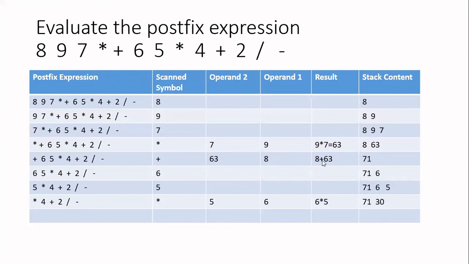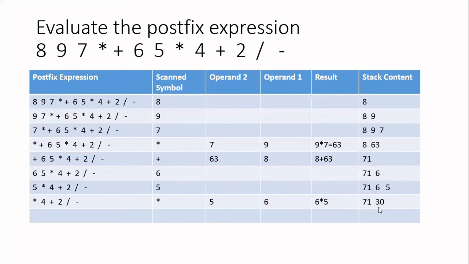So now I have 71 as the answer. I am pushing it onto the stack. Currently, my stack has only 71. Next, I have 6. It is an operand. I am pushing it on the stack. Next, scanning 5. Again, it is an operand. Pushing it on the stack. Then I'm scanning multiply. It is an operator. So I have to pop 2 operands. 5 is the first operand. It is operand 2. 6 is the second operand popped. That will become operand 1. Next, I will apply 6 multiplied by 5. The answer is 30. That I will push on the stack. So I'll have 71 and then 30 on the stack.